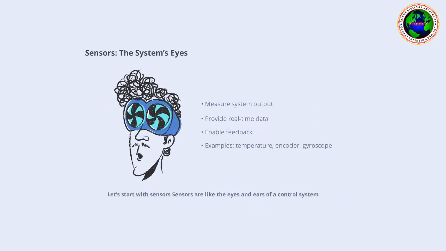Start with sensors. Sensors are like the eyes and ears of a control system. They measure the output of the system and provide real-time data. For example, a temperature sensor can monitor heat levels, an encoder can track position, and a gyroscope can sense orientation. Without sensors, the system would have no way of knowing what's happening, making it impossible to adjust or correct its actions. In robotics, sensors are critical for feedback and precise control.